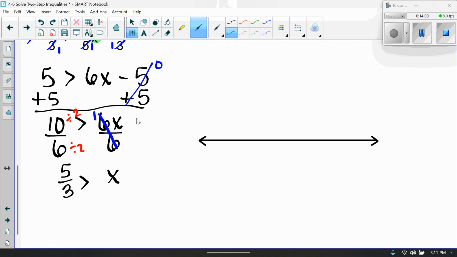Right? And of course, how many times is 3 going into 5? Once. How many left over? So this is 1 2/3 is greater than x.